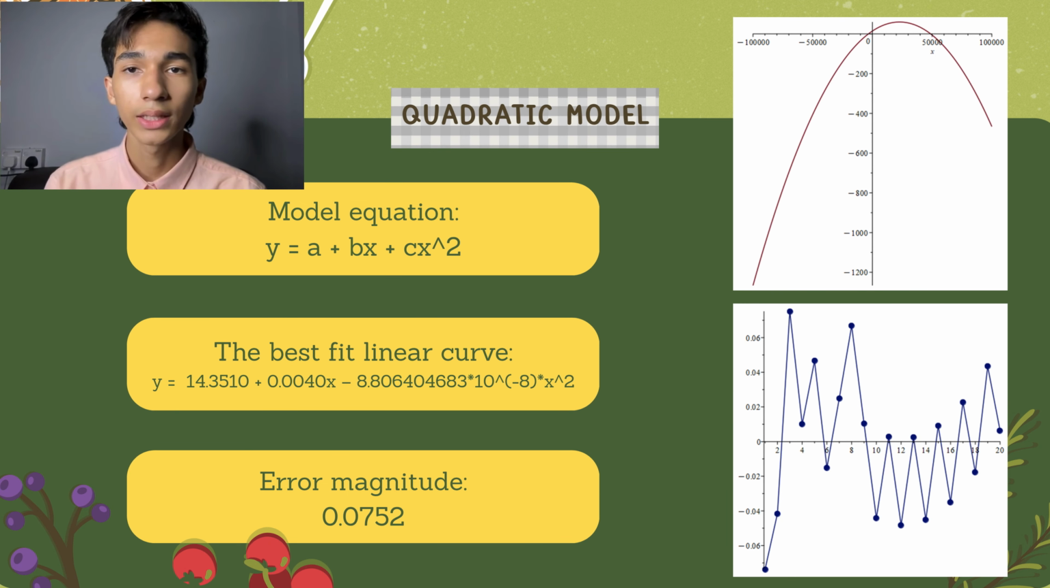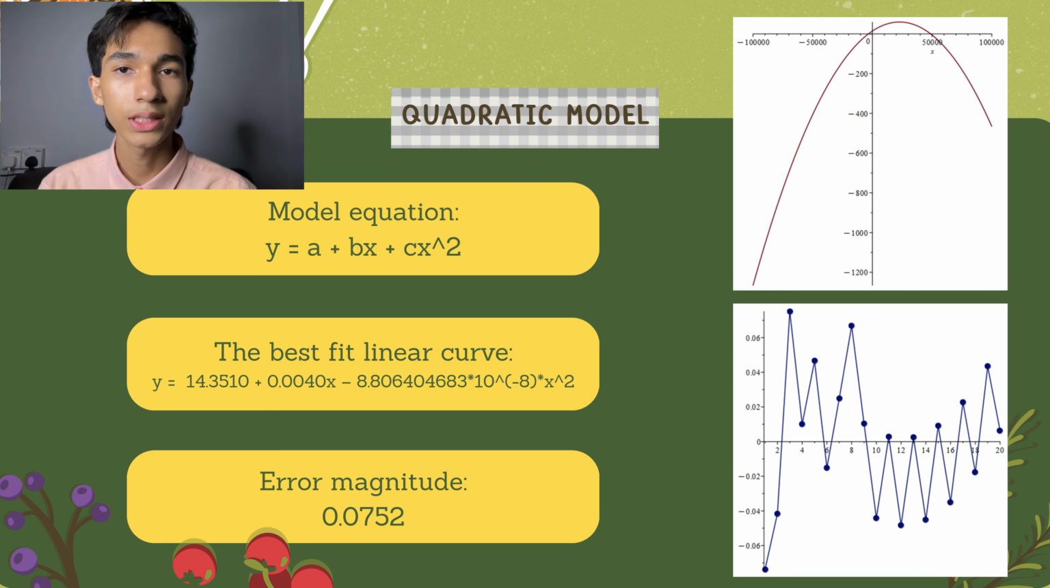Alright, the next one is the quadratic model, which includes a squared term, which is y equals 14.3510 plus 0.0040x minus 8.81 times 10 to the power of negative 8 x squared. This model gave a lower error of 0.0752, which is better than the linear model. Visually, the curve fits the data points more closely, especially at the edges, as you can see in the slide.